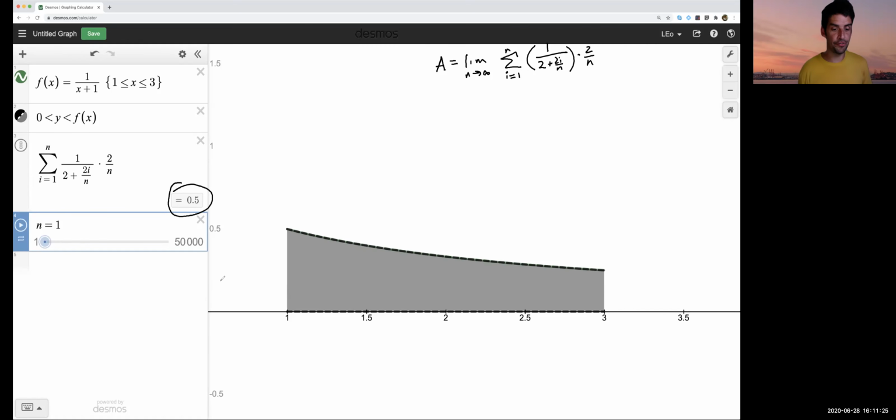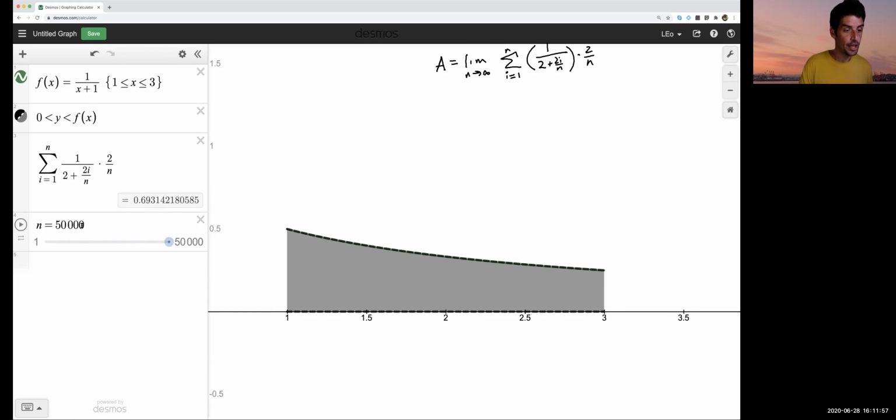But this 0.5 is going to change as I increase n. In other words, what I'm doing here is having the computer compute for me what the approximate area is for more and more rectangles. So as I go, right, here's up to 300 already, so I'm going up to 50,000, so it slides pretty fast. So I slide up to 50,000, it's making more and more and more changes.